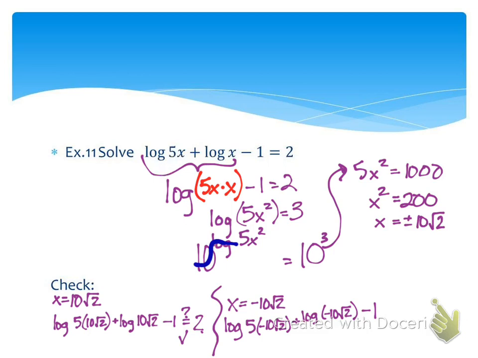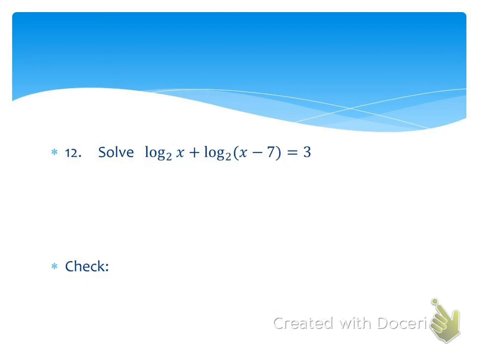We've got a vertical line as an asymptote for a reason. It cuts off the domain somewhere. So we've got to be aware that not all answers are going to work. Only the positive answer, positive 10 root 2, is the answer. That's it. So, positive 10 root 2 is the only answer. All right, moving to the next.